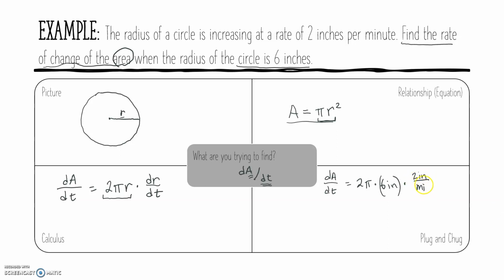per minute. When I multiply this all out, I get 6 times 2 is 12, times another 2 is 24 pi, and then I have inches squared per minute, which are units that totally make sense for change in area over change in time. We should have inches squared per minute. For these problems, you only need to use correct units when you are asked to use correct units, but make sure your units are correct. And it is helpful if you can make sure that you convince yourself that the units work out.